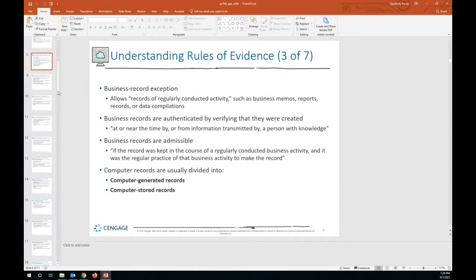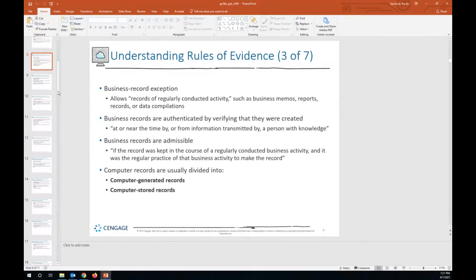So if the record was kept in the course of a regularly conducted business activity, and it was the regular practice of that business to make the record, then it would be admissible. Our computer records are usually going to be divided into two types: either computer-generated records or computer-stored records.